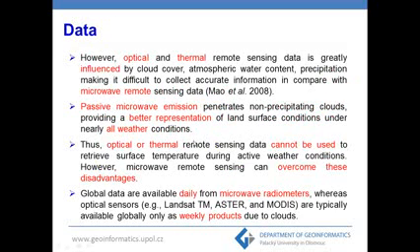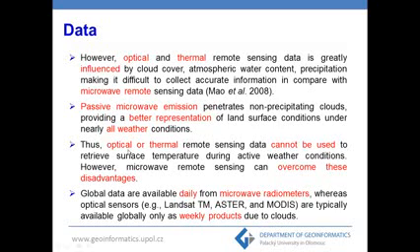So first, I want to talk about data. Actually, optical and thermal remote sensing data is greatly influenced by cloud cover, atmospheric water content, and precipitation, making it difficult to collect accurate information in comparison with microwave remote sensing data. But on the other hand, passive microwave emission penetrates non-shifting clouds, providing a better representation of land surface condition under nearly all weather conditions. As you all know, optical and thermal data or visible data are affected by the atmosphere. But microwave data penetrate more to the Earth surface, working in all weather conditions in day and night times. So they will provide more information.